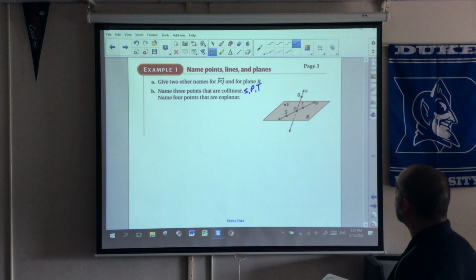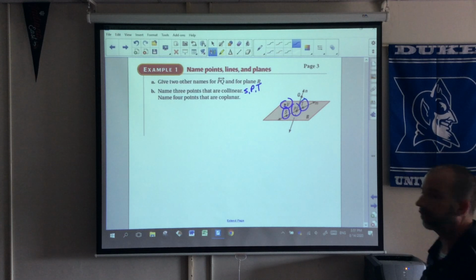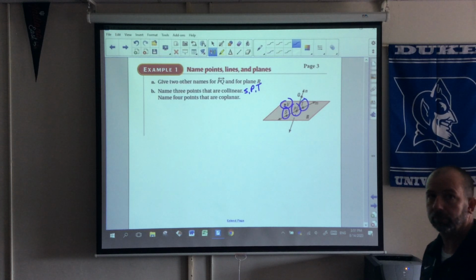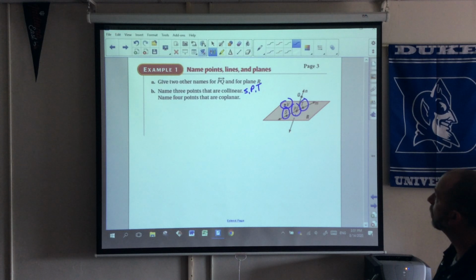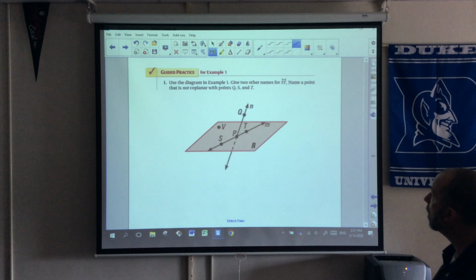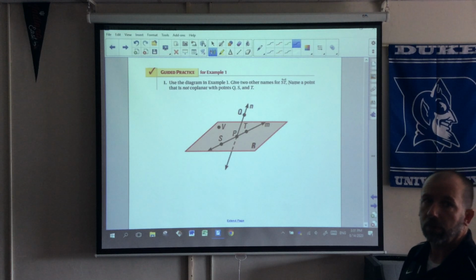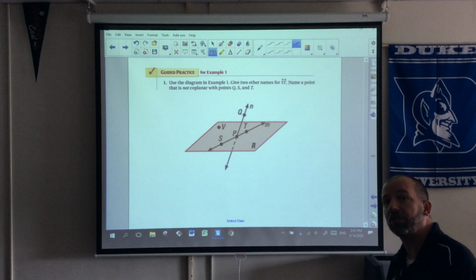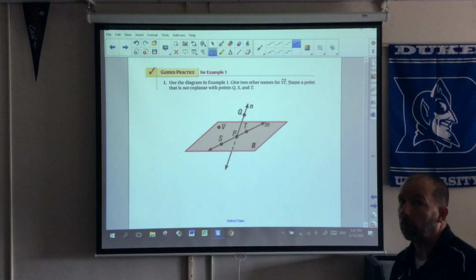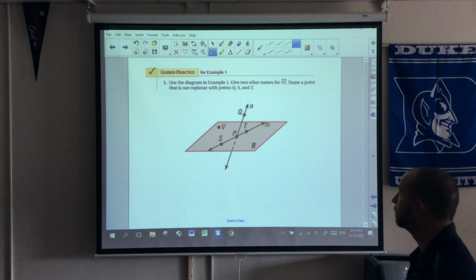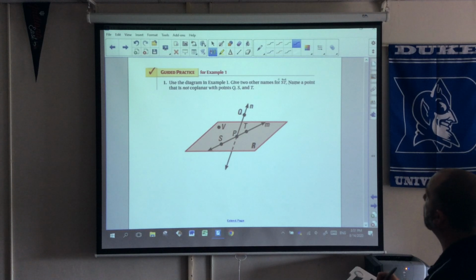Name 4 points that are coplanar. 1, 2, 3, 4. Okay? Try that one on your own. Same diagram, different question. Try that one on your own, and I'll give you the answer in 3, 2, I'm going to pause this, 1. All right, so give 2 other names for ST.